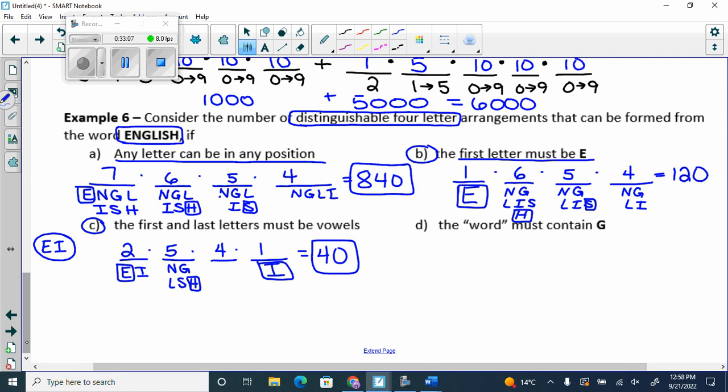It got smaller, which makes sense. Then when I really restricted it to the first and the last of the 4 having to be vowels, I really knocked myself down to only 40 different words. Because it should restrict you down to fewer words, right? Because you're giving less options for those blanks.